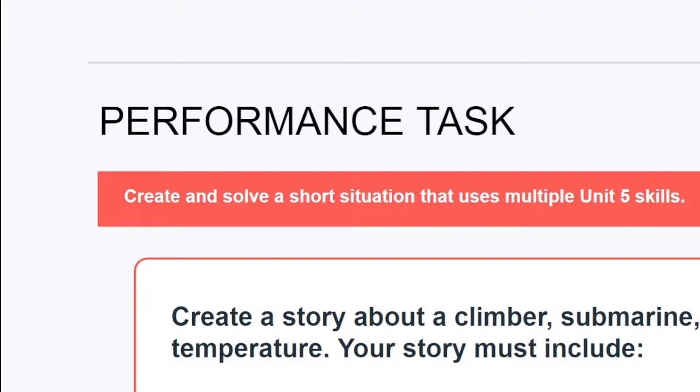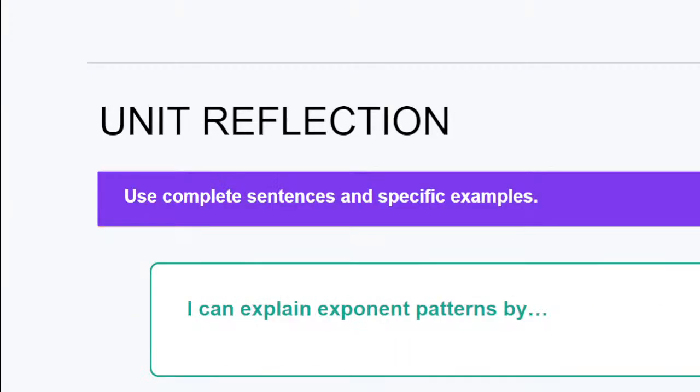And this is the performance task, unit reflection.